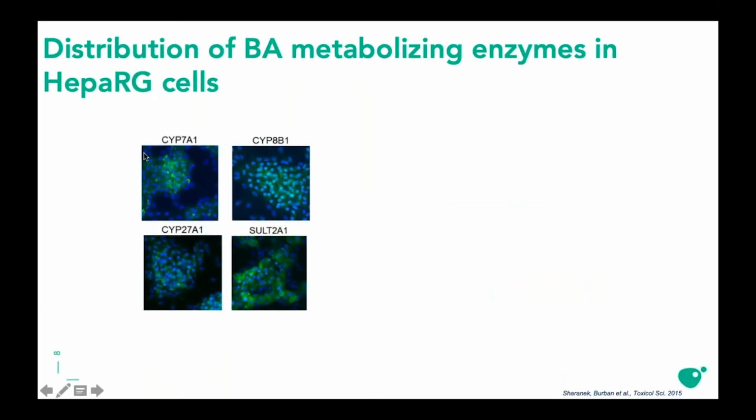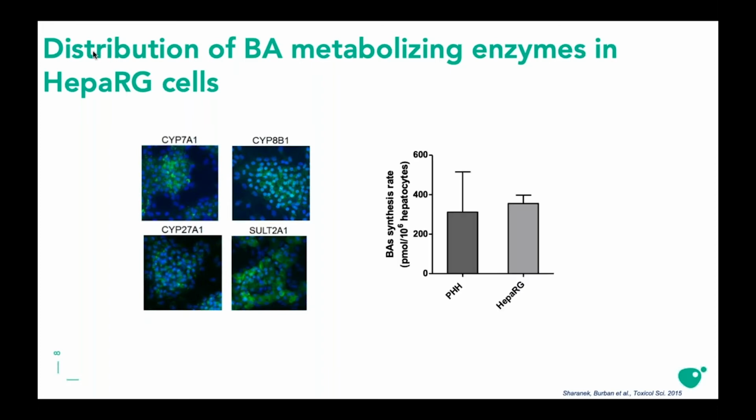In the next slides, I will talk about the suitability of the HepaRG cells as a model to predict drug-induced cholestasis and the underlying mechanisms. Immunolabeling shows that HepaRG cells express major bile acid metabolizing enzymes, CYP7A1, CYP8B1, 27A1, and SLC27A1. Interestingly, these enzymes are exclusively expressed in the hepatocyte-like cells. Endogenous bile acid content was measured in HepaRG cells and in primary human hepatocytes. Interestingly, HepaRG cells synthesized bile acids at a rate comparable to that of primary human hepatocytes.